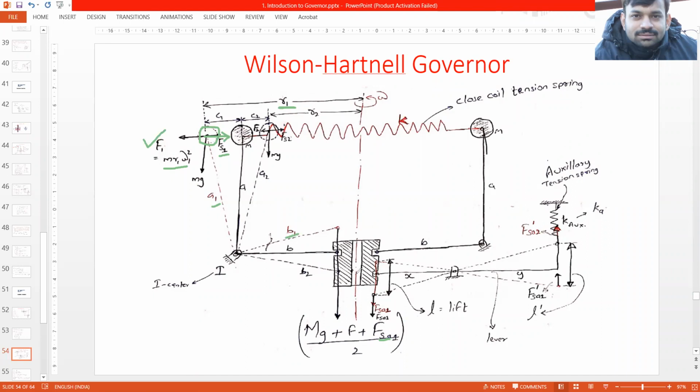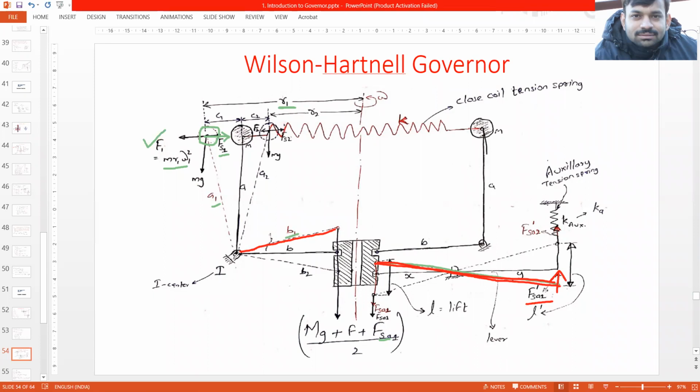And once this moves upward, what will happen to this sleeve? It will go something like this. The lever of this auxiliary spring will move downward. Let me draw in another color. So this will move downward when the balls move outward. This lever will go something like this, and this lever would go like this. So what will this tension spring do? This tension spring will try to pull it upwards. So we will get this force F dash SA1.